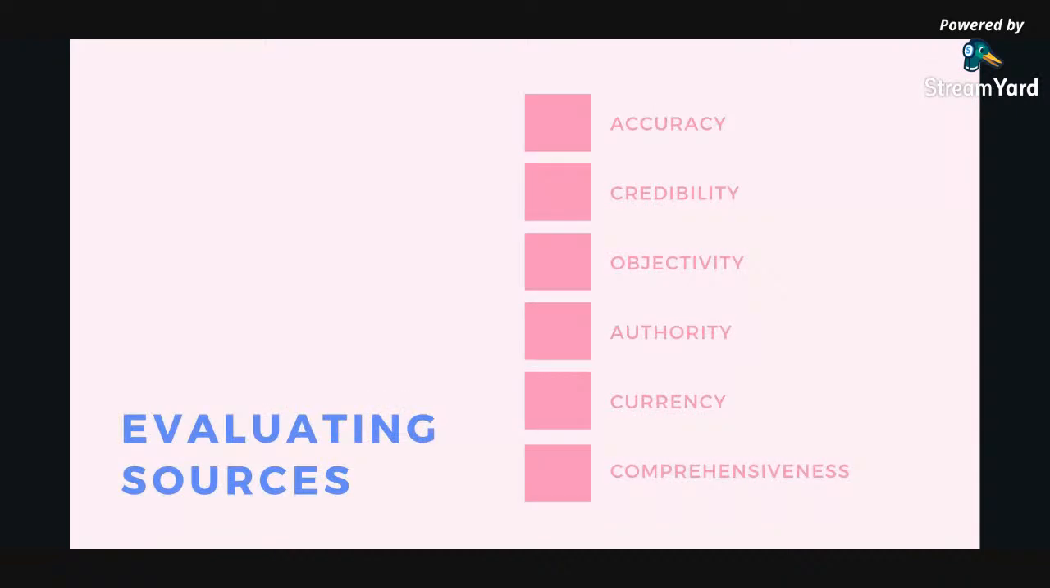So let's look at evaluating sources, like the steps or more like the criteria of what you need to pay attention to. There are 6 things that you need to pay attention to when evaluating: the accuracy, the credibility, objectivity, authority, currency, and comprehensiveness. We'll talk in just a minute on each of those so you can see what all of those entail, or maybe what they mean if you aren't sure about that.